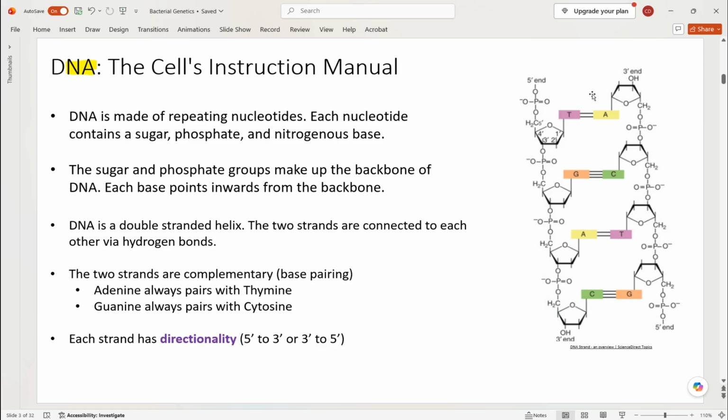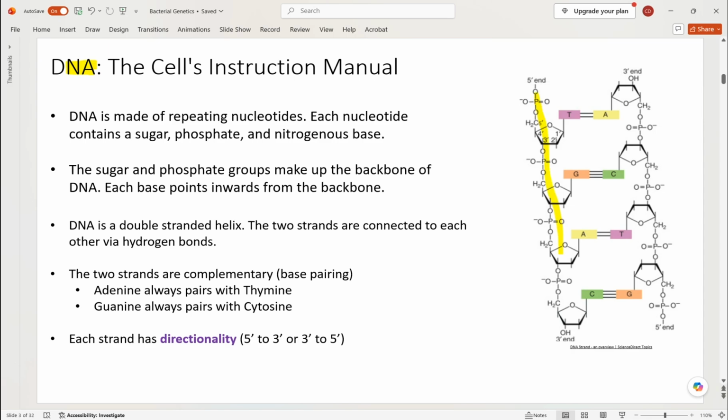And if you can envision in your mind a spiral staircase, the handrails that you hold on to, that is going to be the sugar phosphate backbone, which is what you see my mouse going up and down right now. And it's called the sugar phosphate backbone because check it out. We've got the phosphate and it's attached to a sugar, attached to a phosphate, attached to a sugar, attached to a phosphate, attached to a sugar. And so we refer to these sides as the sugar phosphate backbone.